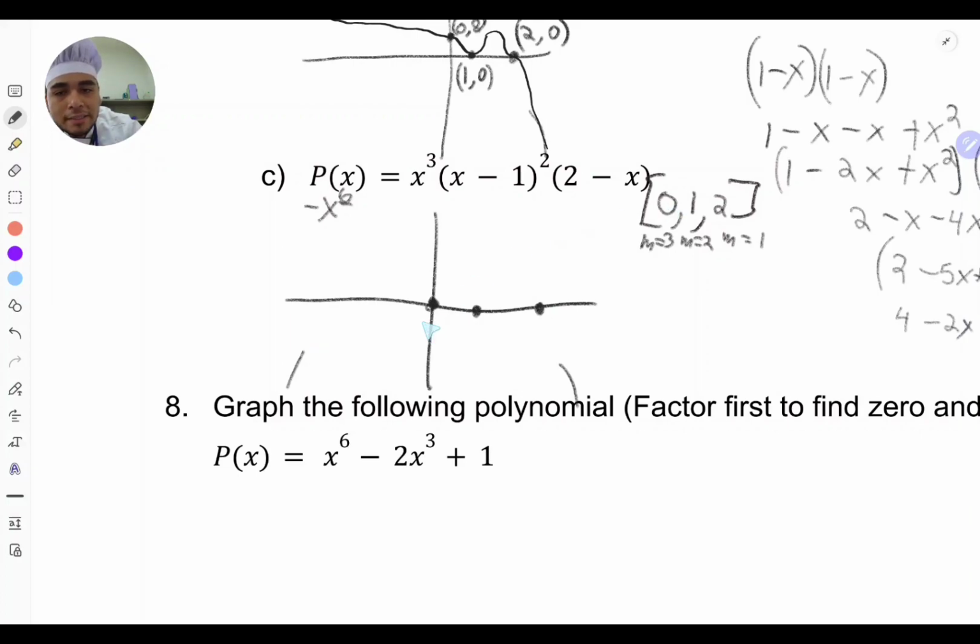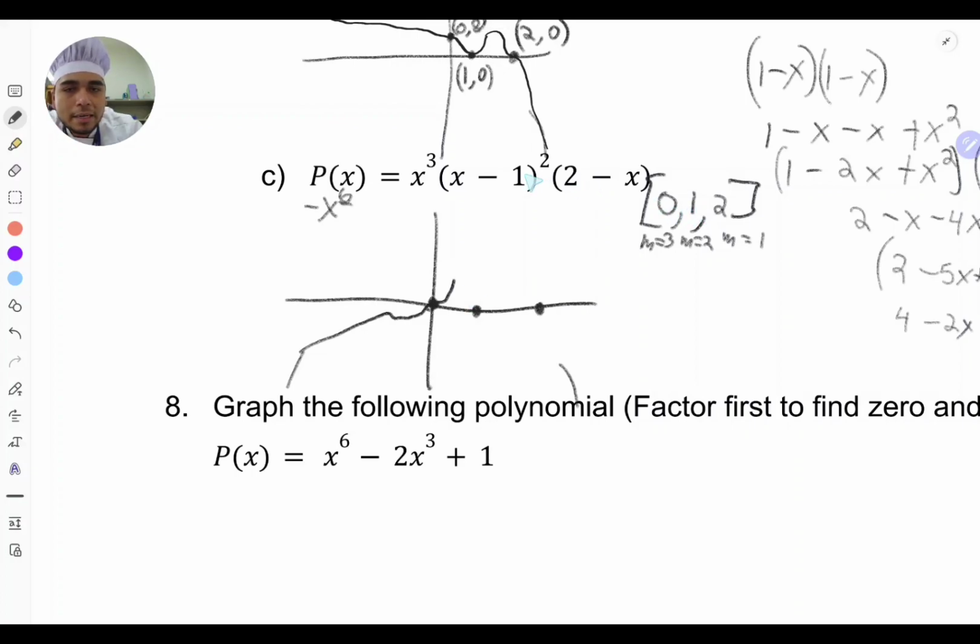We can only cross the x-axis, this line, at these zeros. If we cross it at any other zero, we did something wrong. We have to cross it at these zeros. So, connecting the dots, we have a multiplicity of 3. So it should look something like this, right? If we were to zoom in, that should look like a cubic.